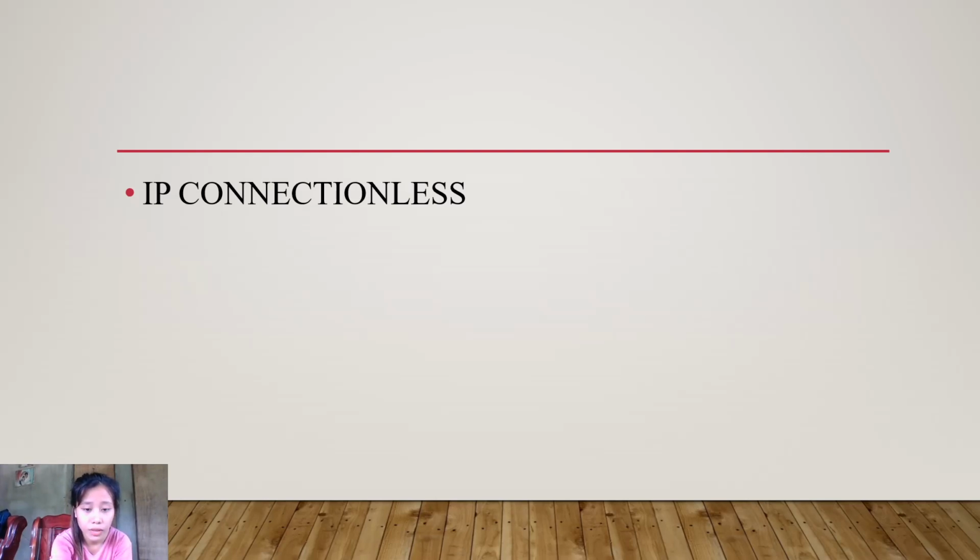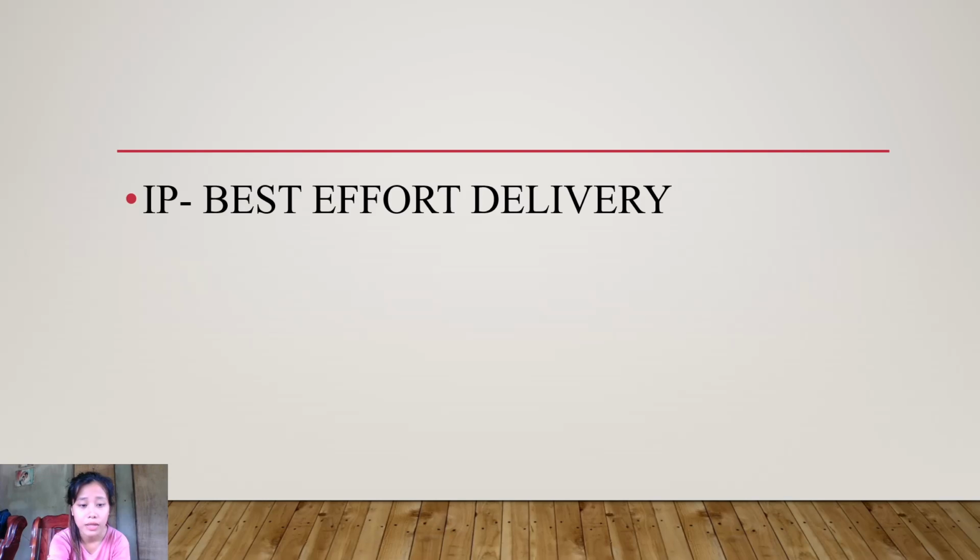For the next one, IP best effort delivery. As an unreliable network layer protocol, IP does not guarantee that all sent packets will be received. Other protocols manage the process of tracking packets and ensuring delivery. Unreliable means that IP does not have the capability to manage and recover undelivered or corrupt packets.